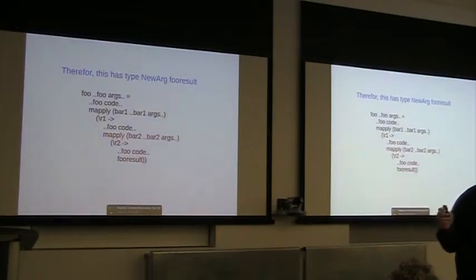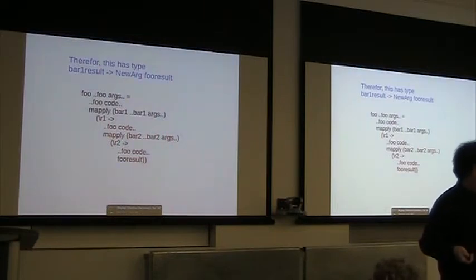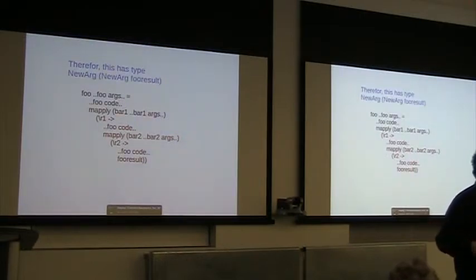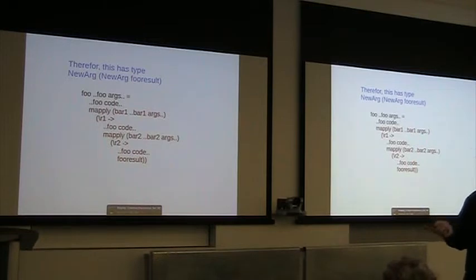But now people should start getting a little bit worried here. So that means this whole closure has a type bar one to new result, right? Because mapply is going to actually call bar one and pass it in here. So R1 is going to be whatever bar one returns, right? And so this is going to have a bar one result to a new arg foo result. So that means, and this is where things start going seriously off the rails, the result of this whole mapply, the type B here, is going to be the value returned from mapply, going to be new arg of new arg of foo result.